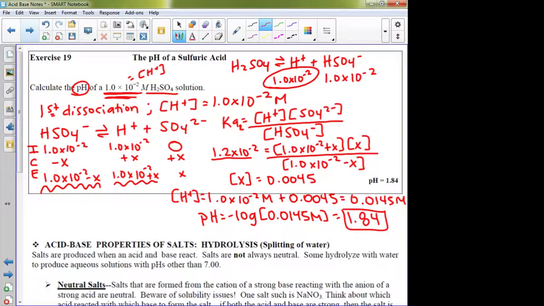Yes, sir? Why does the H positive equal 1.45 times 10 to the negative 2? Because this was my original that I got, and then plus x is the amount I got the second time. Does that help? Okay. We good? Okay.